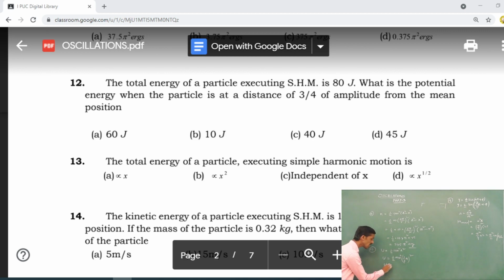Square it, what happens? Half m omega square a square times 3/4 square becomes 9/16. Half m omega square a square is nothing but total energy. So 9/16 times of total energy is nothing but potential energy. Total energy is 80 joule, so 9/16 of 80: 16 fives are 80, so that is equal to 45 joules.